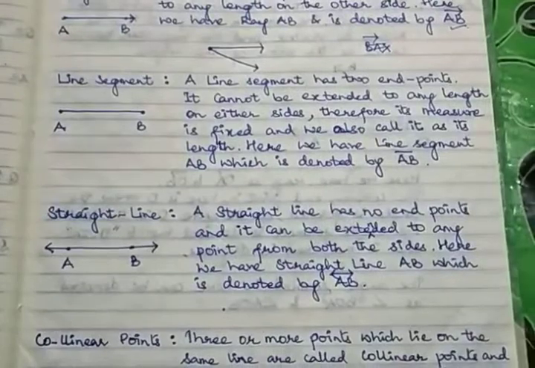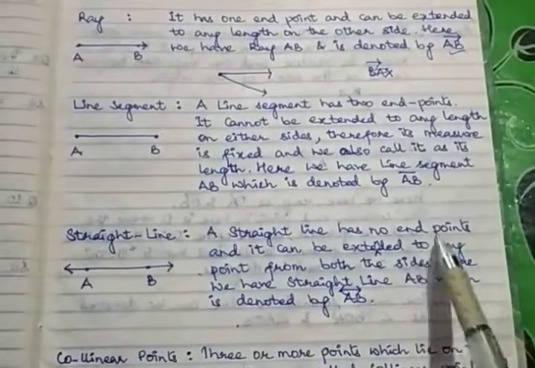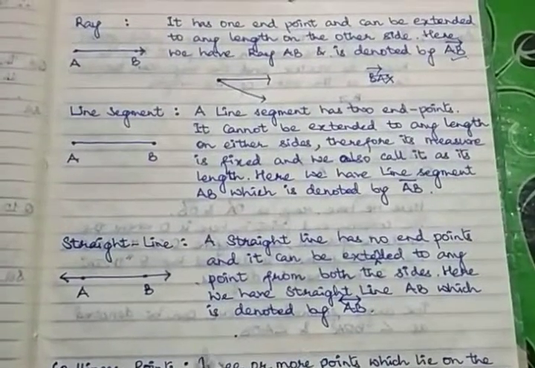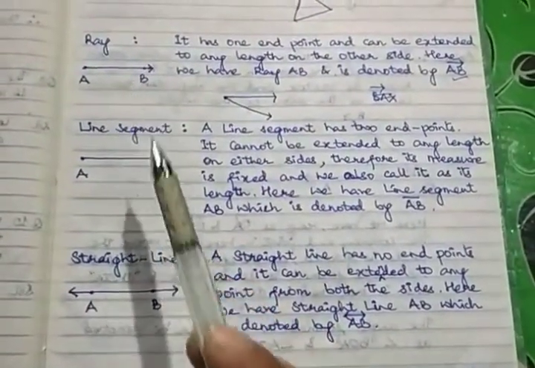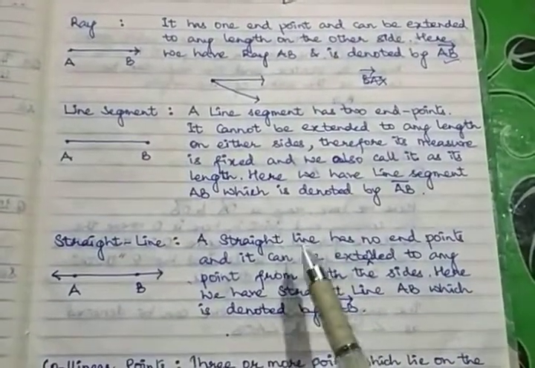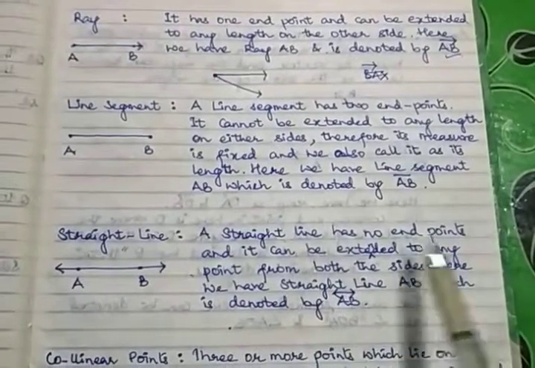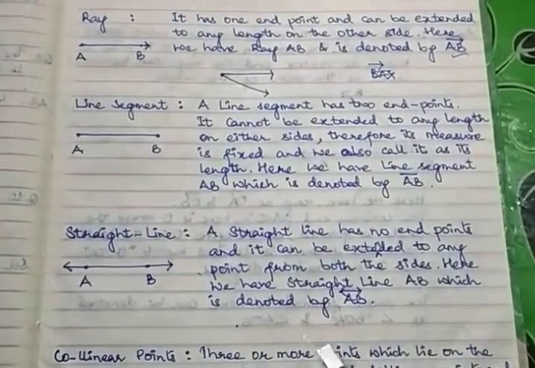The next topic we have here is a straight line. A straight line has no endpoints. Remember, a ray has one endpoint, a line segment has two endpoints, and now comes a straight line, which does not have any endpoint. A straight line has no endpoint and can be extended to any point on both sides.